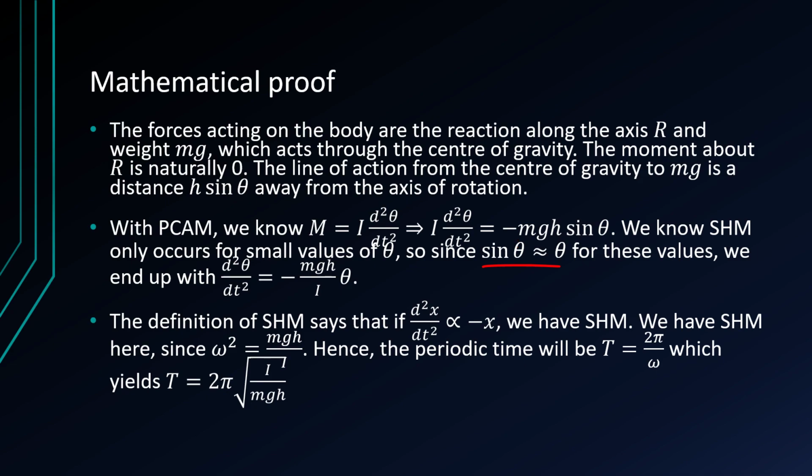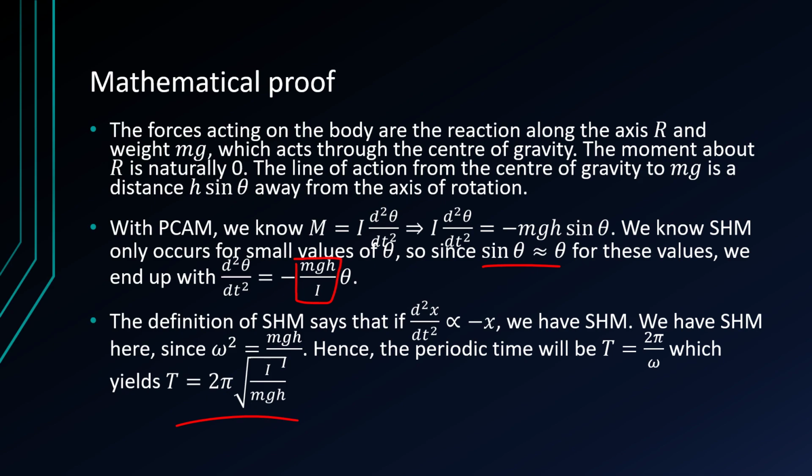Now, of course, we should know that the second derivative of position with respect to time is proportional to the negative of displacement. And we also know there that omega squared is mgh divided by I from here. So this would actually act as our omega squared. Hence the periodic time will be 2 pi divided by omega, which after we take the square root, we end up with T is 2 pi root I over mgh.